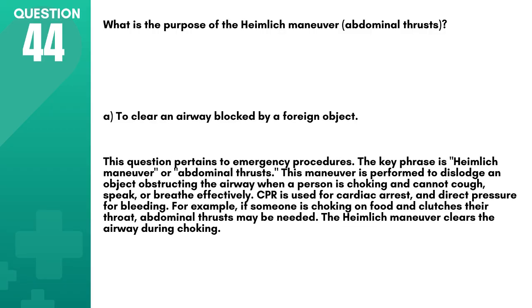Answer: A. To clear an airway blocked by a foreign object. This question pertains to emergency procedures. The key phrase is Heimlich maneuver or abdominal thrusts. This maneuver is performed to dislodge an object obstructing the airway when a person is choking and cannot cough, speak, or breathe effectively. CPR is used for cardiac arrest, and direct pressure for bleeding. For example, if someone is choking on food and clutches their throat, abdominal thrusts may be needed. The Heimlich maneuver clears the airway during choking.